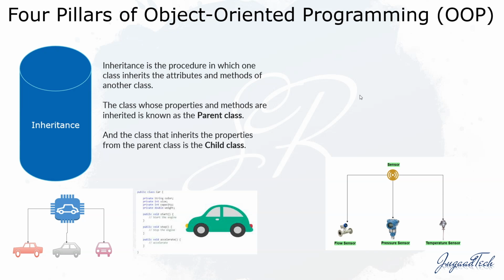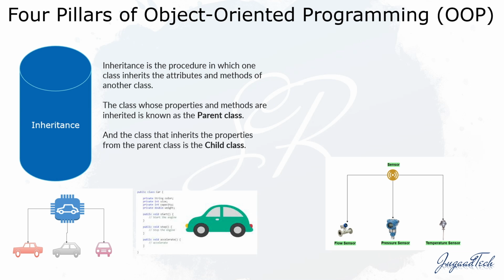Okay, so let's start the second concept, which is inheritance. This is one of the main concepts in object oriented programming, and it plays a major role, which normally we do not use in PLC coding. So what exactly does it do? It is a procedure in which one class inherits the attributes and methods of another class.